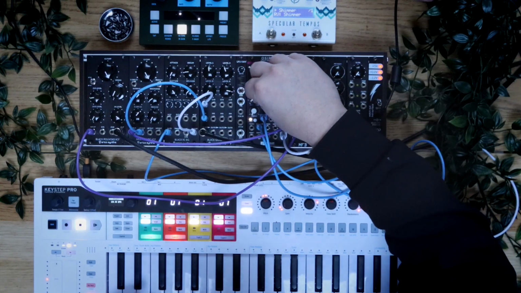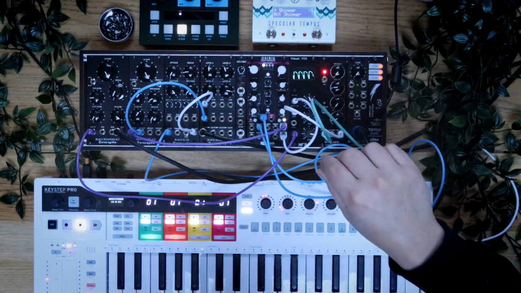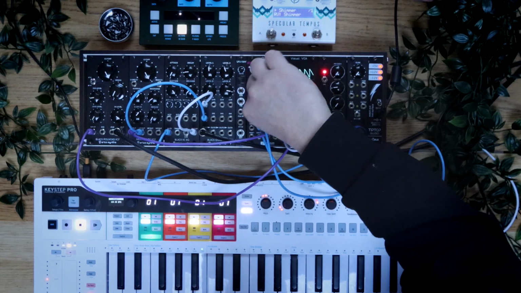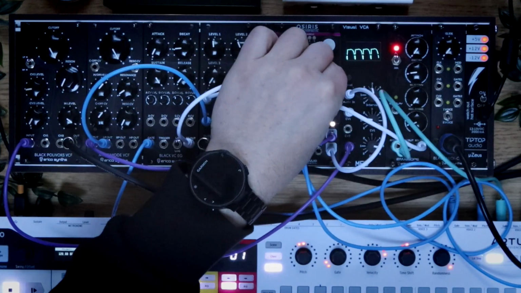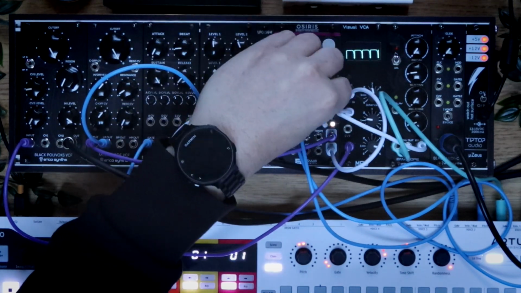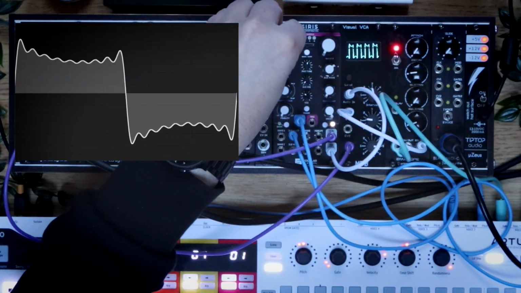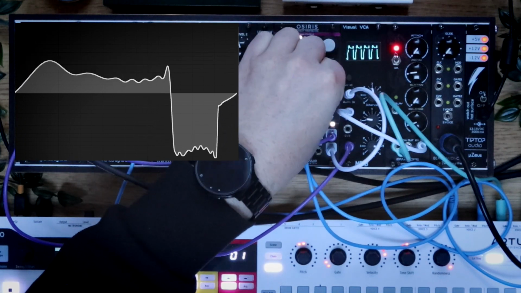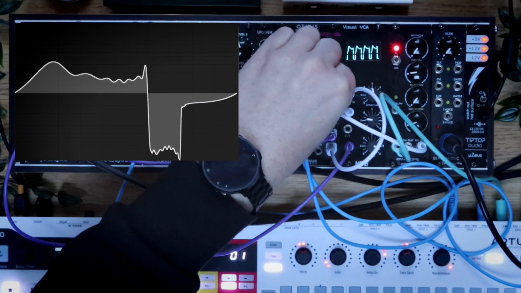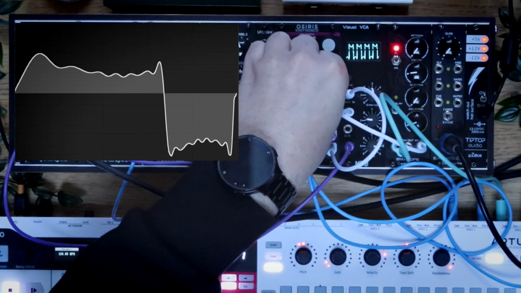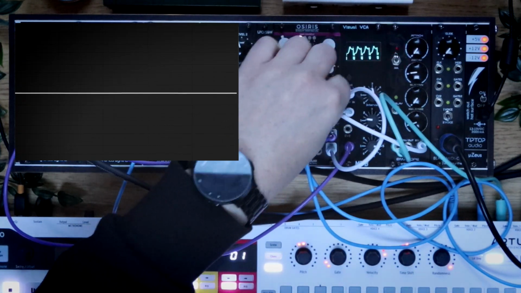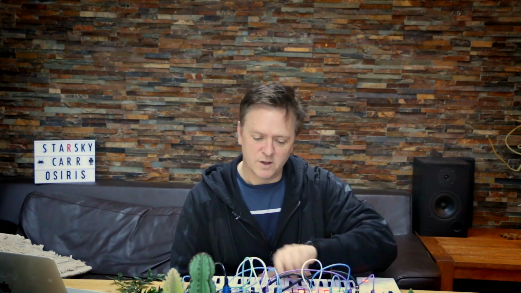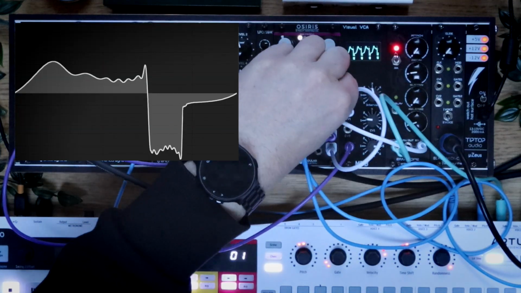We've got bend. And this thins out the wave. Let's put it on a square, it might be easier to see. So there we're getting basically pulse width modulation. And of course, this is modulatable via the CV inputs.